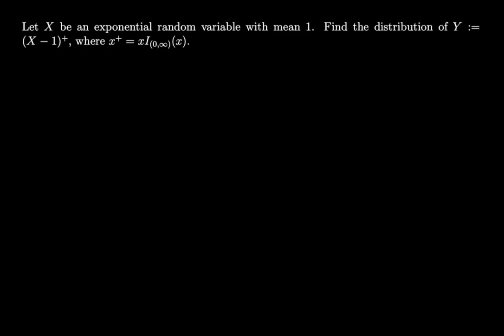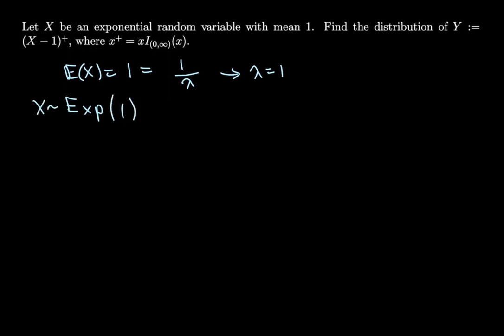I'm going to show you a way to find the CDF of a transformation of a random variable. So in this example, we are given the distribution of x to be exponential, and we are given that it has a mean of 1. So we are saying that the expectation of x is equal to 1, but we know the expectation of an exponential random variable is 1 over lambda. So that implies that lambda must equal 1. So then we have that x is distributed exponentially with parameter 1.